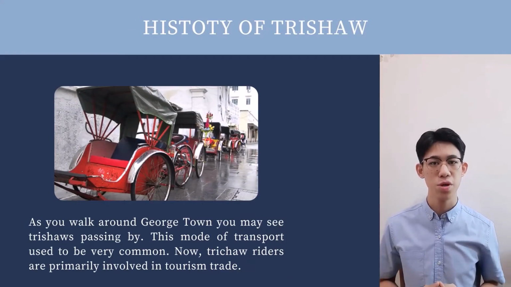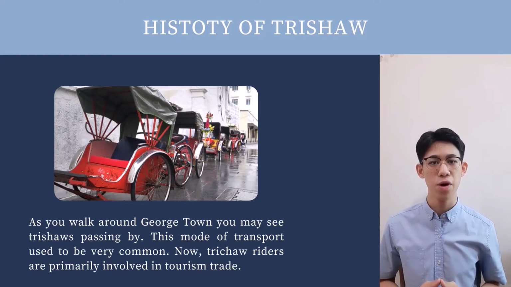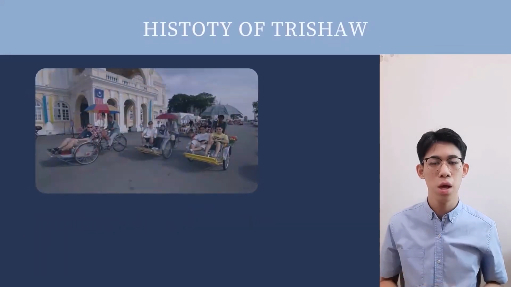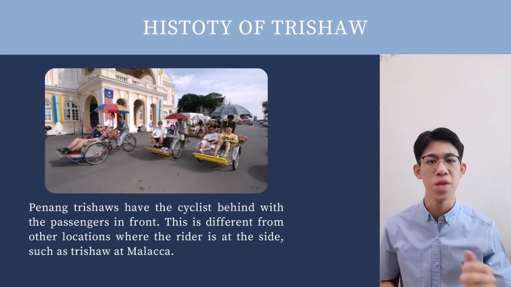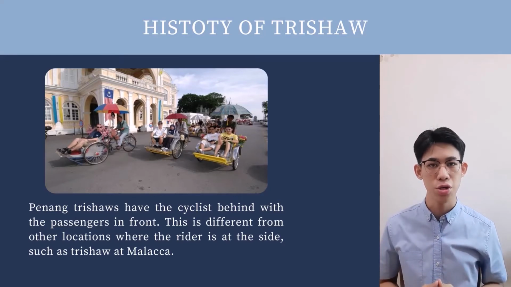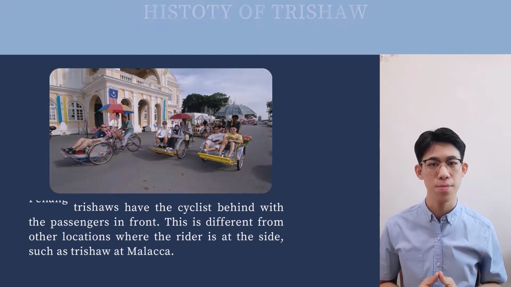This mode of transport used to be very common. Now, the Trishaw riders are primarily involved in the tourism trade. Penang Trishaws have the cyclist behind with the passenger in front. This is different from other locations where the rider is at the side, such as the Trishaw in Malacca.